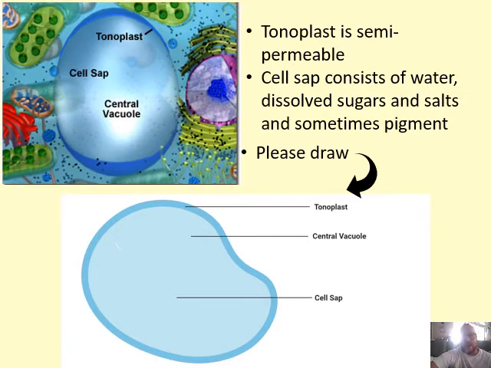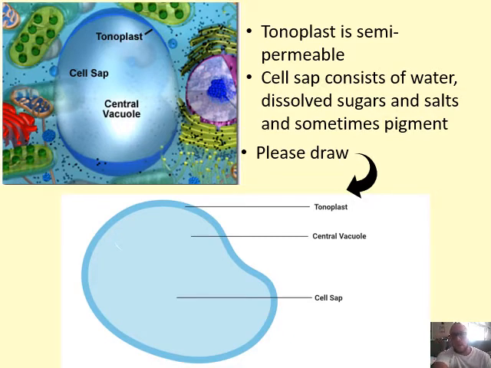So I have put a vacuole in there. You can see that the darker blue on the outside is called the tonoplast, and everything on the inside is called the cell sap. This tonoplast plus cell sap together make a central vacuole. It's not that the central vacuole is a separate label all by itself, okay? So just a reminder, the tonoplast is semi-permeable, which means it only allows certain substances in and out. And then the cell sap, and this is important, I like asking this as well. Cell sap consists of water, dissolved sugars, salts, and sometimes pigment.